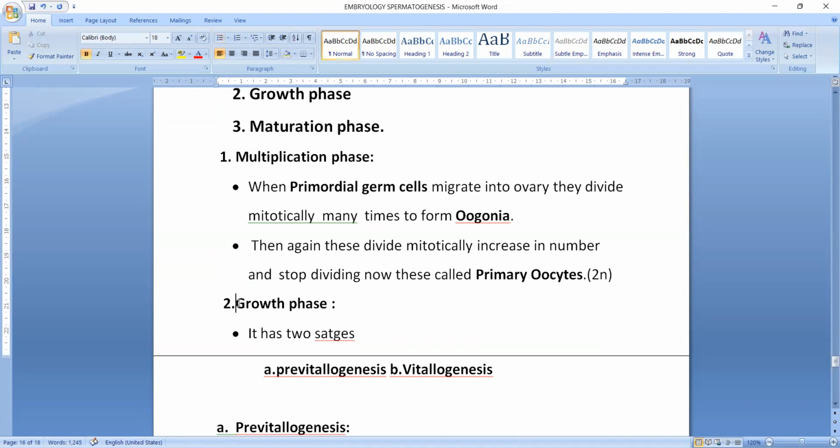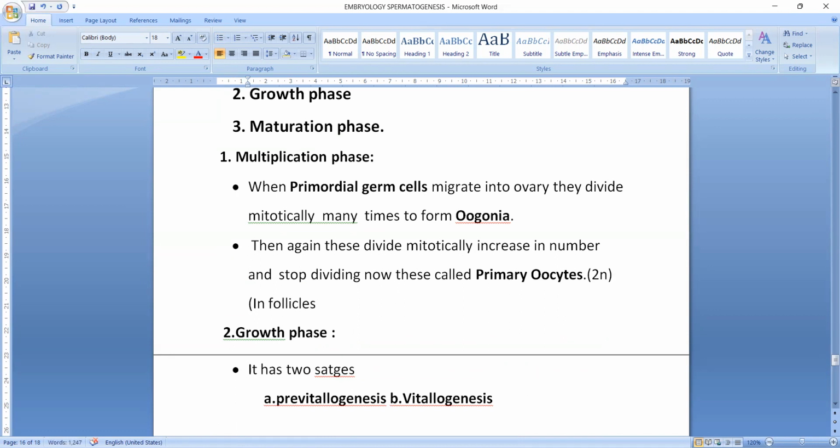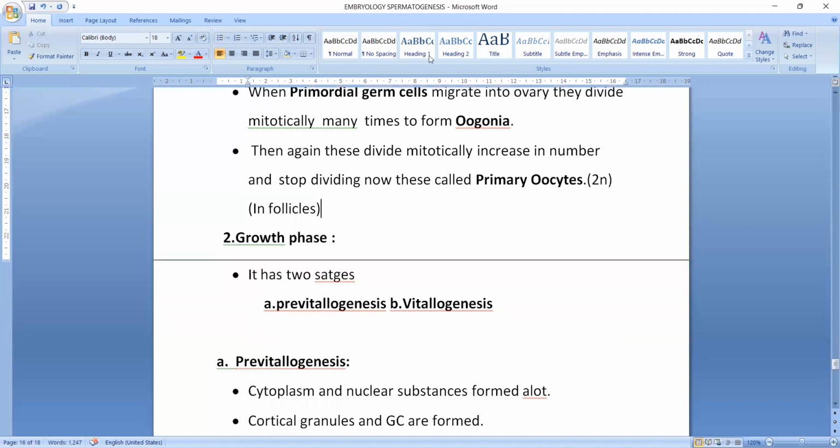Follicles are formed by then, and in each follicle the ovum is present at the primary oocyte stage. First is the multiplication phase, so their number is increased and follicles are formed. In each follicle, primary oocytes are formed. Then the growth phase has two stages again: pre-vitellogenesis and vitellogenesis.